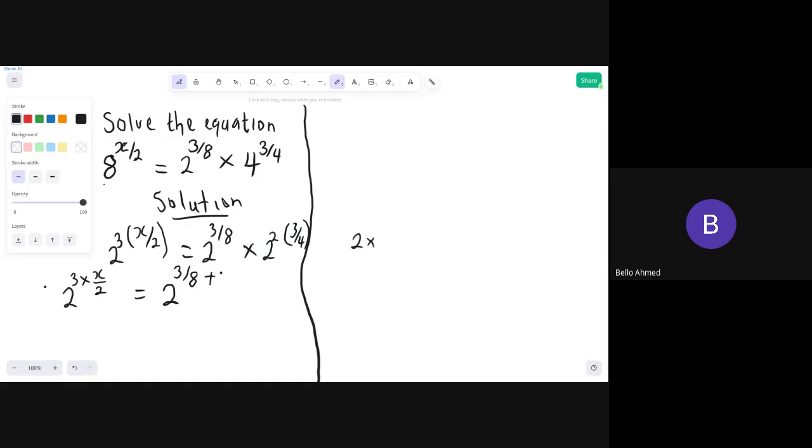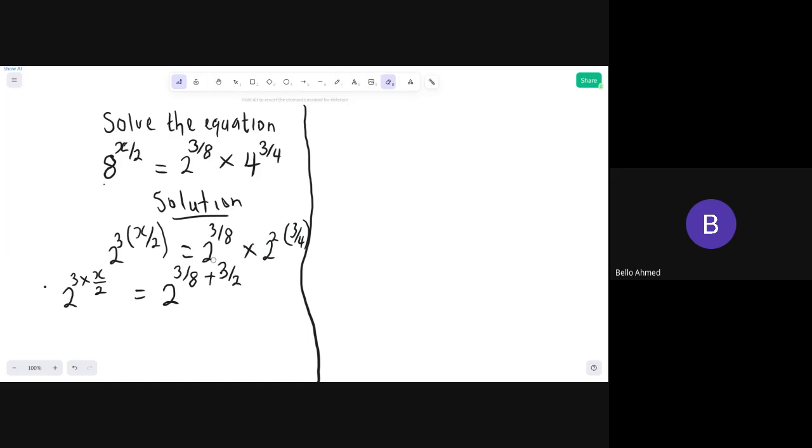So I'm going to have 2 times 3 over 4. And you can see 2 in 4 is what? Is 2, right? So I'm going to have 3 over 2. So that's what I'm going to put right away, so that you'll not be asking how I got that 3 over 2. So I'm going to have 3 over 2 here. 2 raised to the power of 3 over 2.